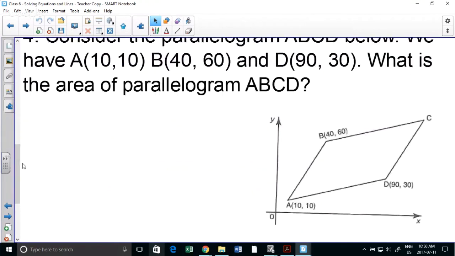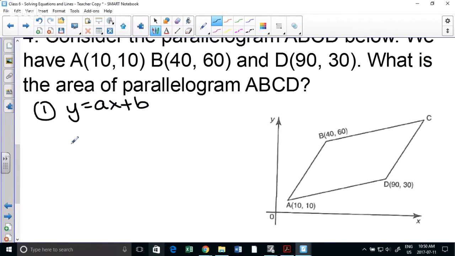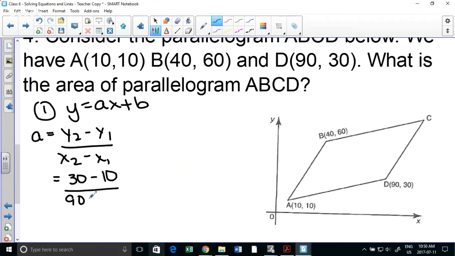Alrighty. So you are calculating the equation. So y equals ax plus b. So you're going to calculate the slope, y2 minus y1 over x2 minus x1. You have 30 and 10 and 90 and 10. This gives me 20 over 80, which is 1 over 4. So y is 1 over 4x plus b.